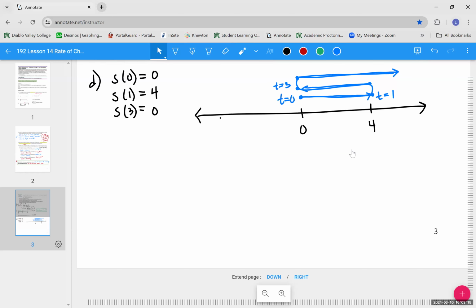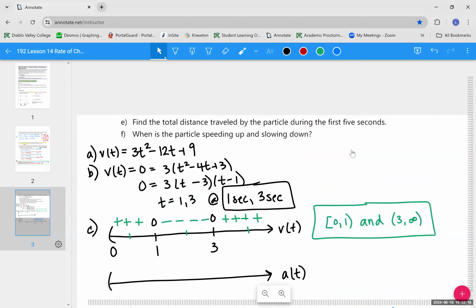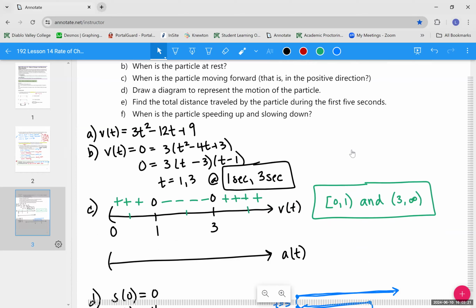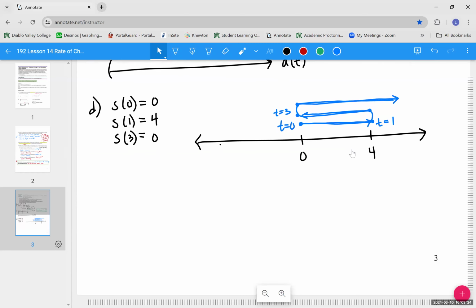Okay, and so then on part E, the question is asking me, find the total distance traveled by the particle in the first 5 seconds. Well, we're most of the way there, because we can just look at our picture and see that it traveled 4 in the first second, and then 4 again in the next 2 seconds. So I really just need to figure out where is it at t equals 5 along this line. So I know that on 0 to 1, it travels 4 meters. On 1 to 3, it traveled an additional 4 meters.